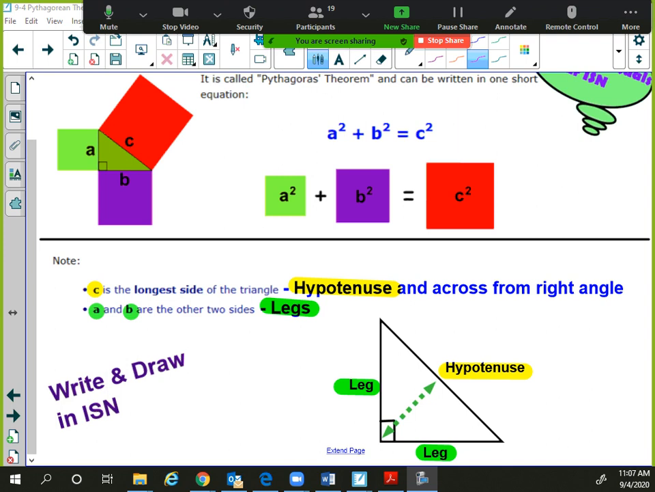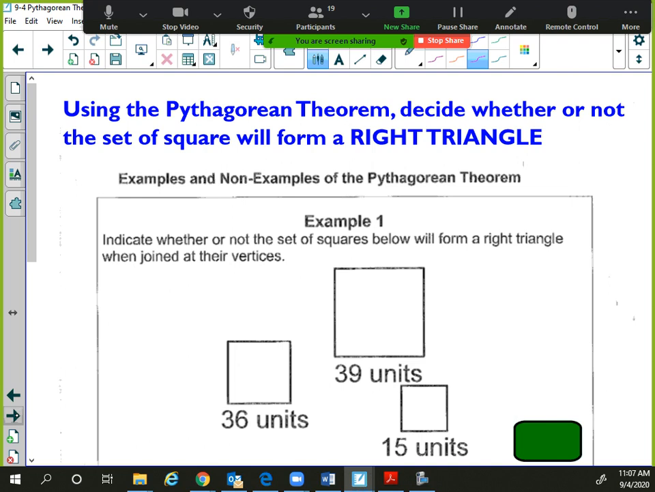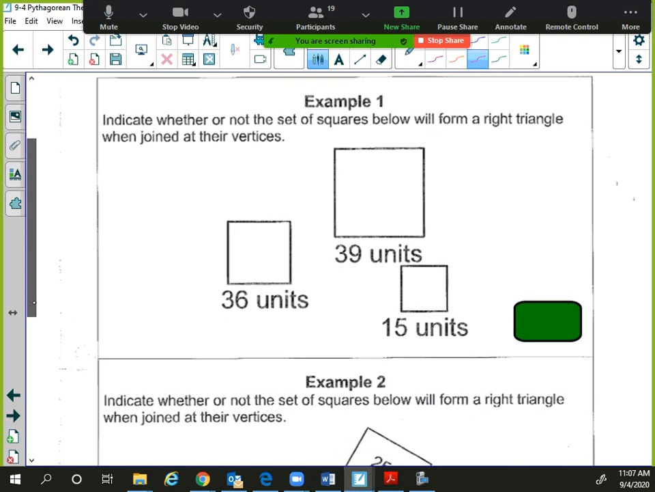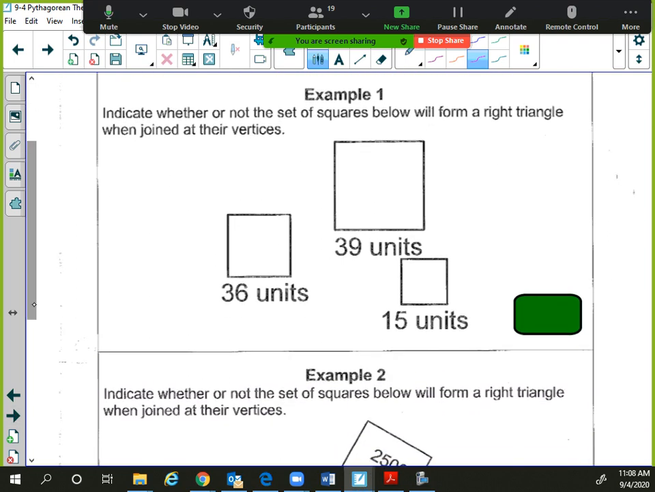Now we're going to go ahead and look at actually using this theorem or this formula. So here's our practice problems. Using the Pythagorean theorem, decide whether or not the set of squares will form a right triangle. Yes, it's a typo, there should be an S there, squares. So let's look at this first one. We have the information about the three squares is saying that the side length of this one is 36 units. The side length of each side of this square is 39 units. And the side length of the smaller one is 15 units.